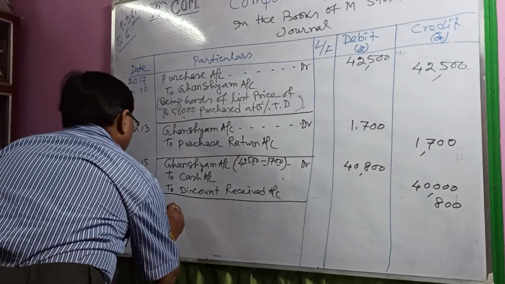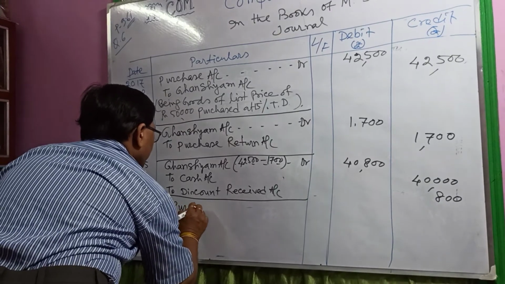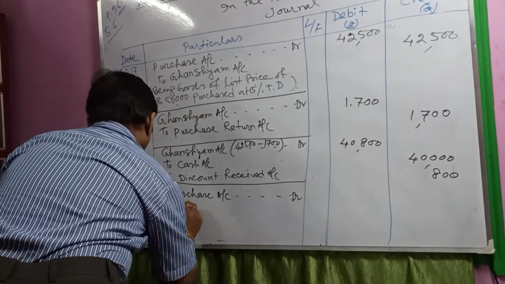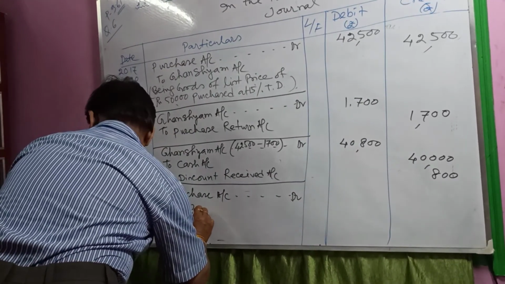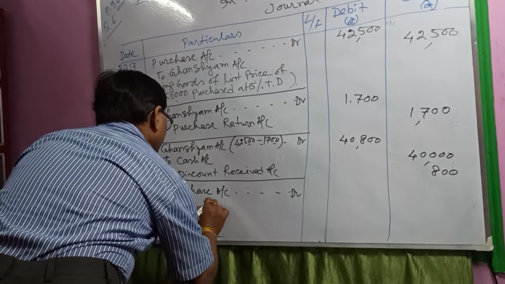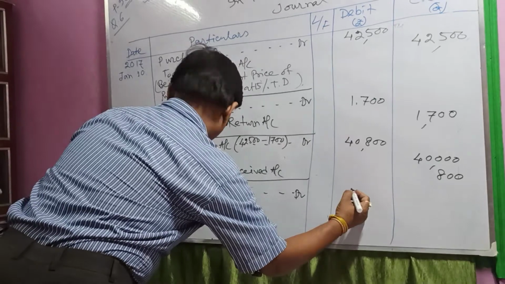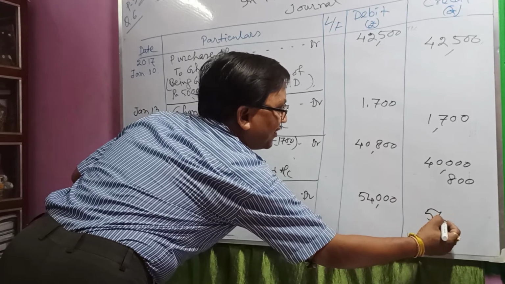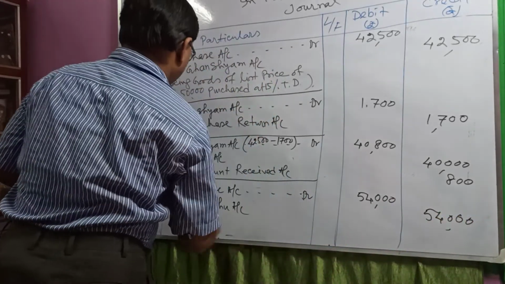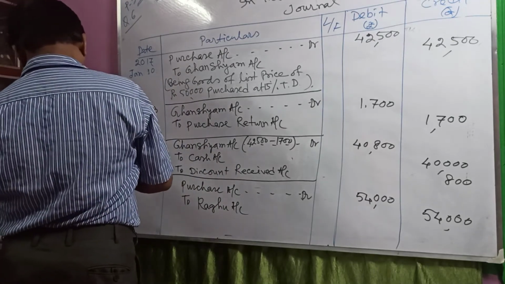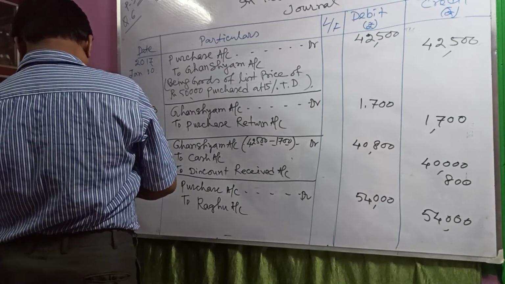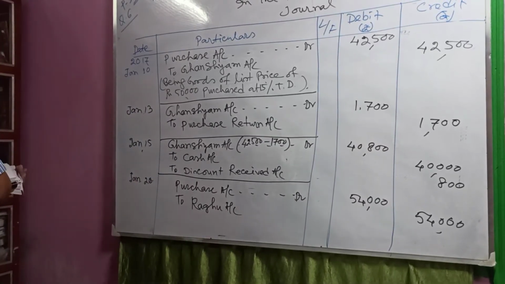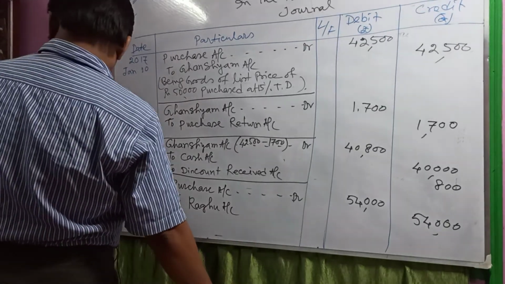Now the journal entry: purchase account debit to, who is the person? Raghu. Raghu account, 54,000 after deducting trade discount. Okay. Now narration, again you also write: being goods purchased of the list price 60,000 and purchased at 10% trade discount. Okay. Now next transaction, that is January 22.